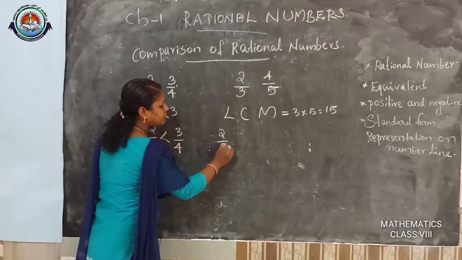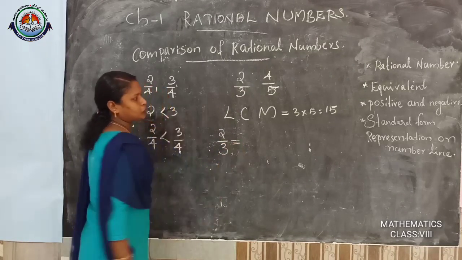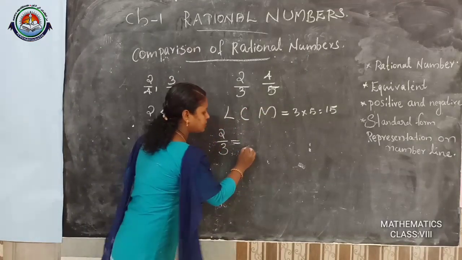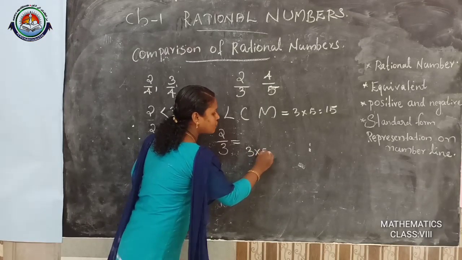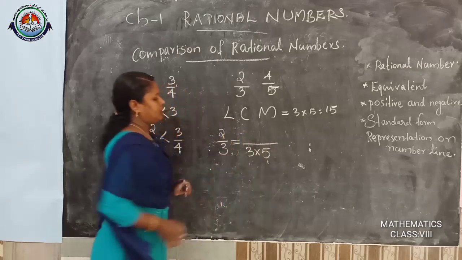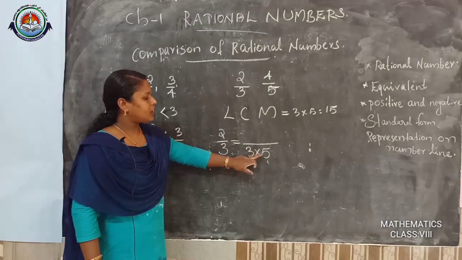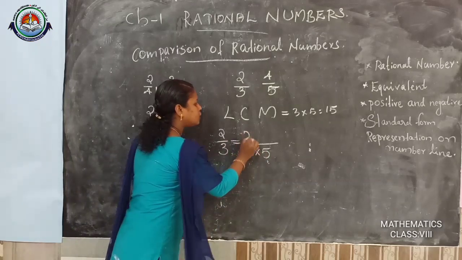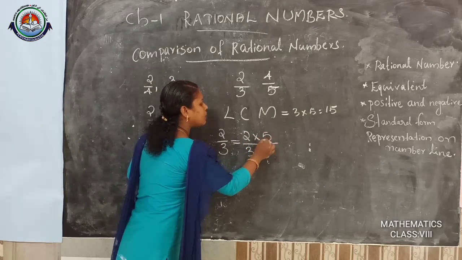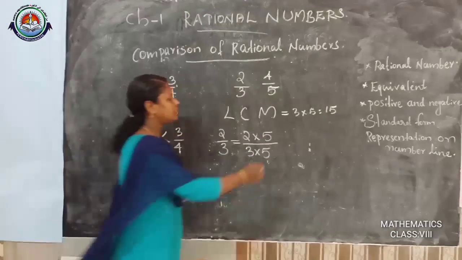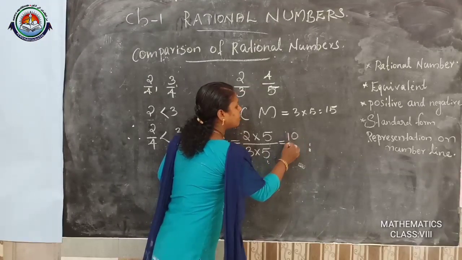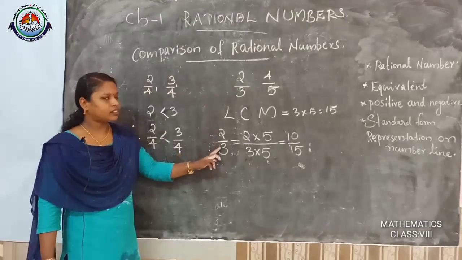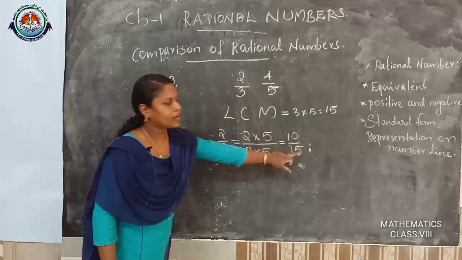Then 2 by 3 is equal to. We need to change this 3 into 15. That is 3 into 5 is 15. In the denominator we are multiplying with 5. Therefore, in the numerator also we need to multiply with 5. Then it will be 10 by 15. So now our 2 by 3 is equal to 10 by 15.